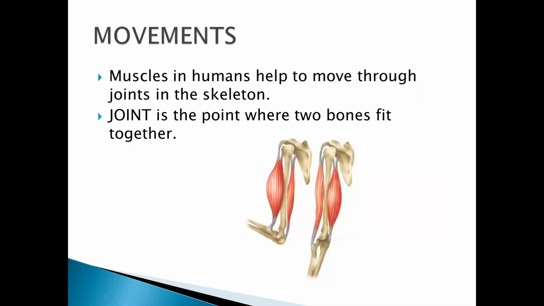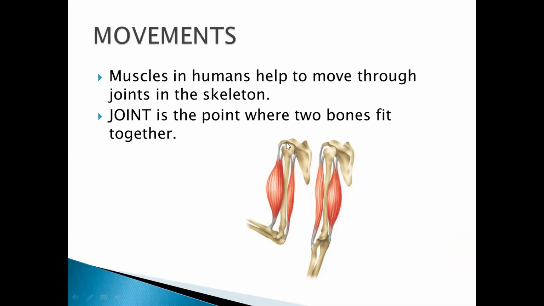Now let's talk about the movement in humans especially. We discussed in unit number 1 that we have a skeletal system, and how many bones do we have, students? 206. In a mature human it becomes 206, and we have approximately 600 muscles in our body. These muscles and bones help us to move. How does movement take place in humans? Muscles in humans help to move through joints in the skeleton.